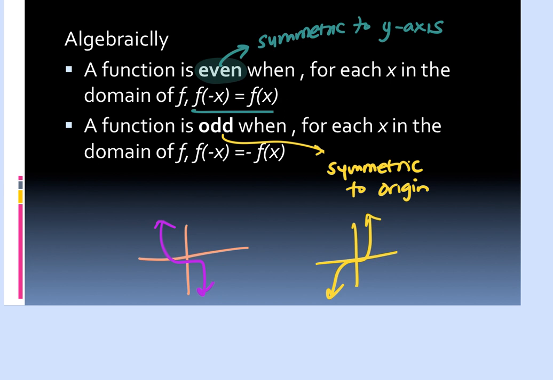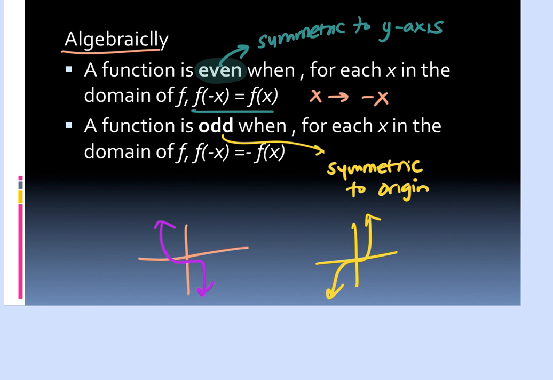Algebraically, the test is the same as the test for your y-axis. So this says you take f of negative x and you set it equal to f of x. But if you think about what that's really saying, it's change the sign on the x. So I make the x become negative x. And if it goes back to the original, or if everything changes, then it's going to be even, or symmetric to the y-axis.